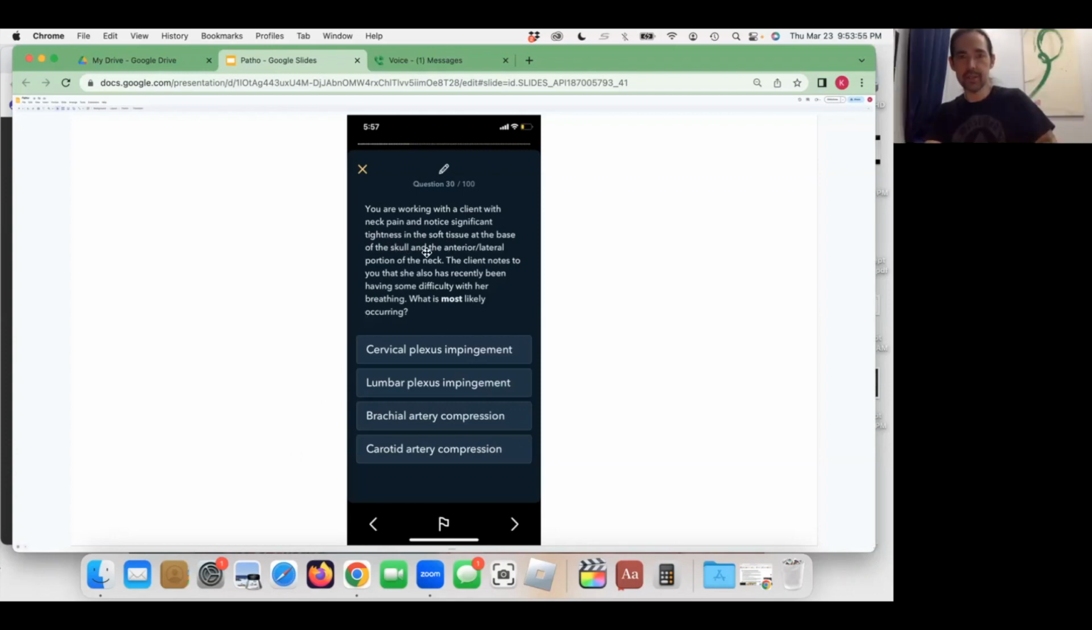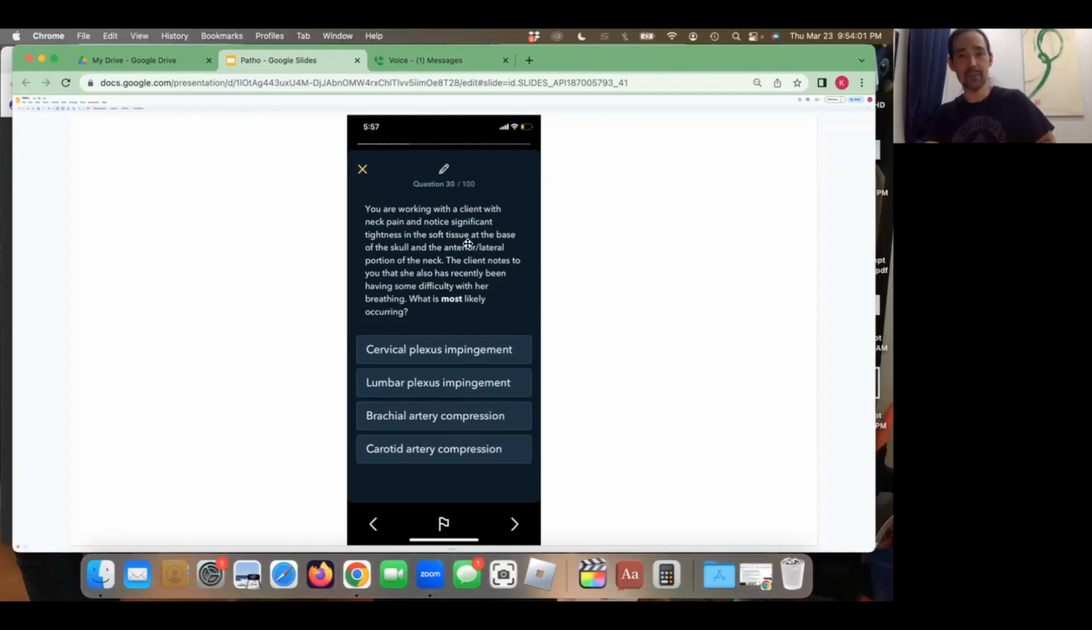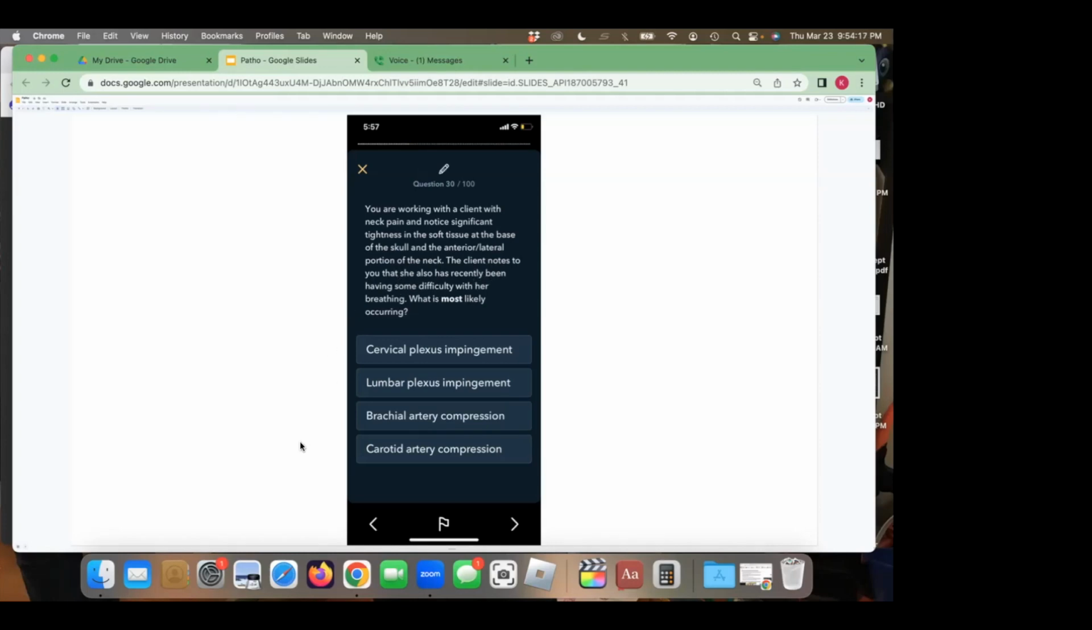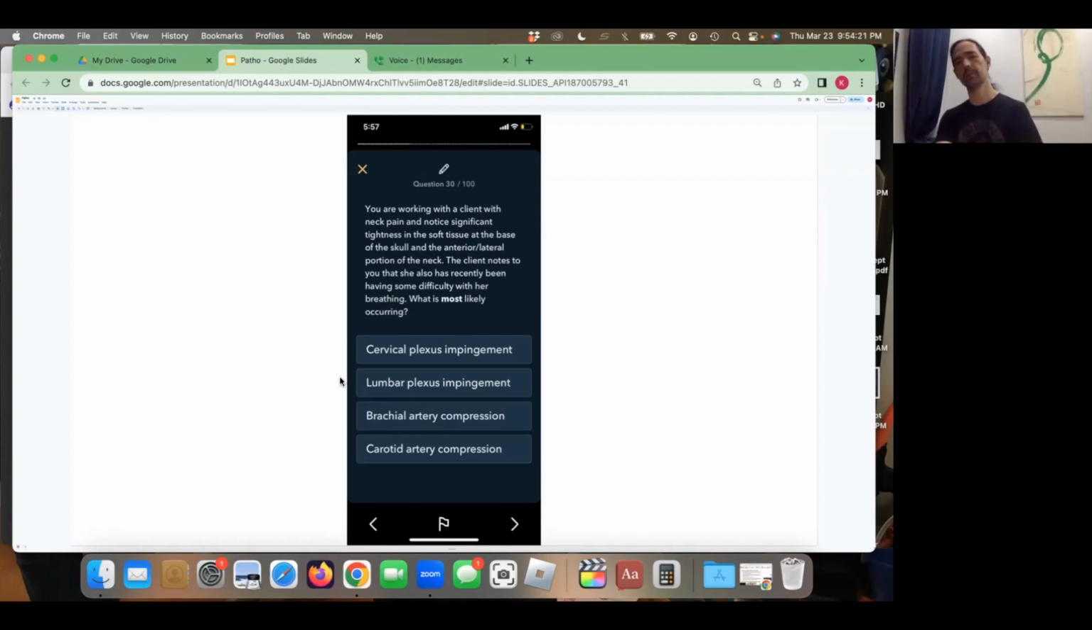Tightness, neck pain, and significant tightness in the soft tissue. That's the muscles. Can also be lymph nodes. Well, soft tissues is muscles, vasculature, lymph nodes, but you're palpating muscles a lot. Oh, client notes she's also been having difficulty breathing. So difficulty breathing, interesting. Let's see which one. I'm not convinced it's cervical plexus.